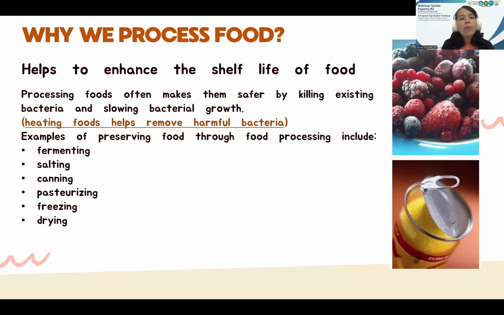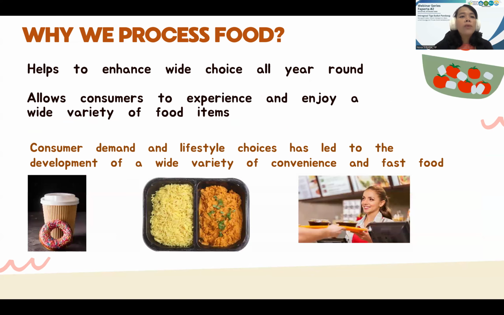Heating foods, for example, helps remove harmful bacteria. For example, preserving food through processing, including fermenting, salting, canning, pasteurizing, freezing, or even drying. The process also helps to remove harmful bacteria, so it's safe and it can extend the shelf life of the food.